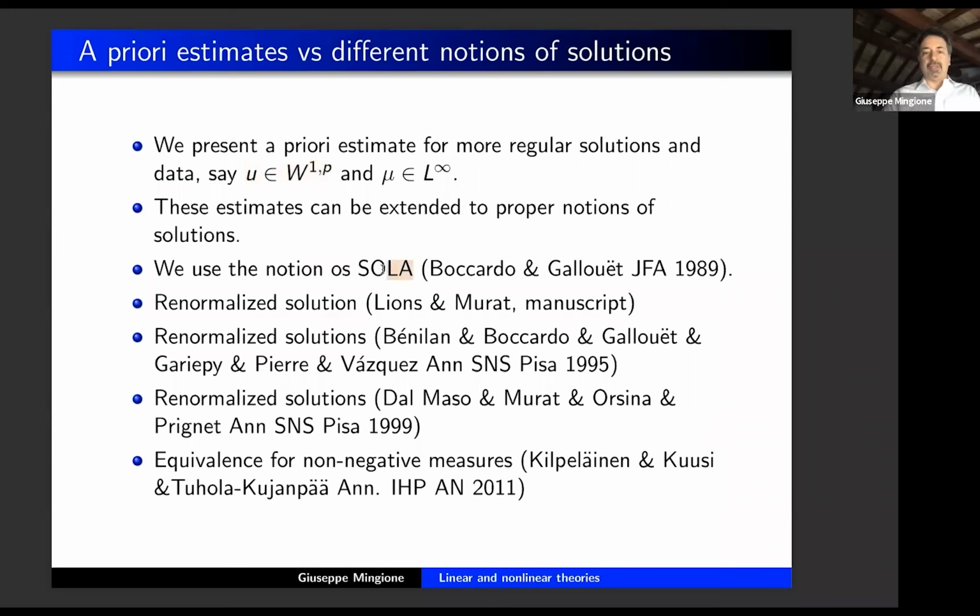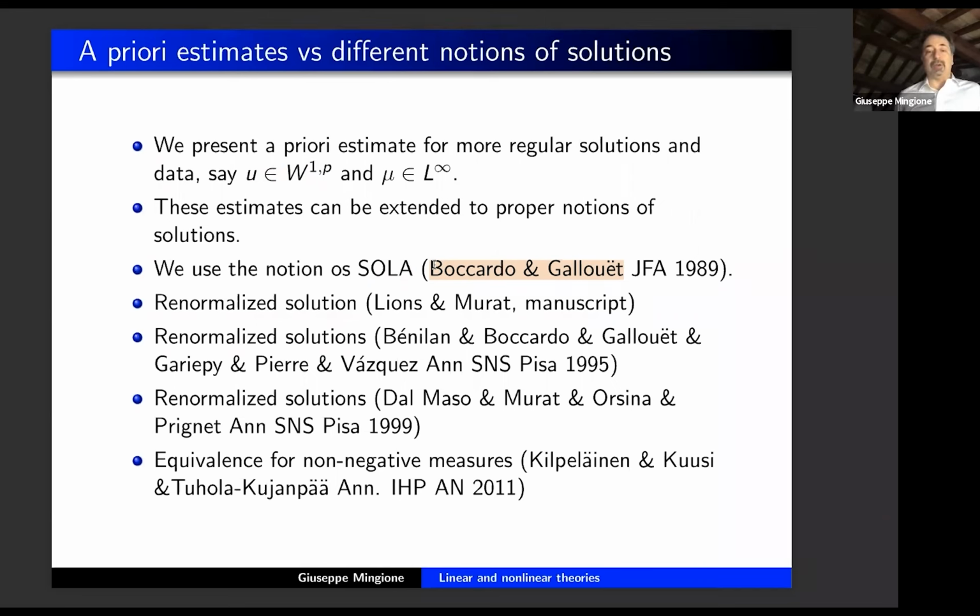Typically, you go via approximations and you define solutions obtained by limiting approximations. And this is the fundamental work of Boccardo and Gallouët. So Boccardo and Gallouët gave the first general existence and regularity results for general measure data problems, and this work is by now classical. Then there are other definitions.